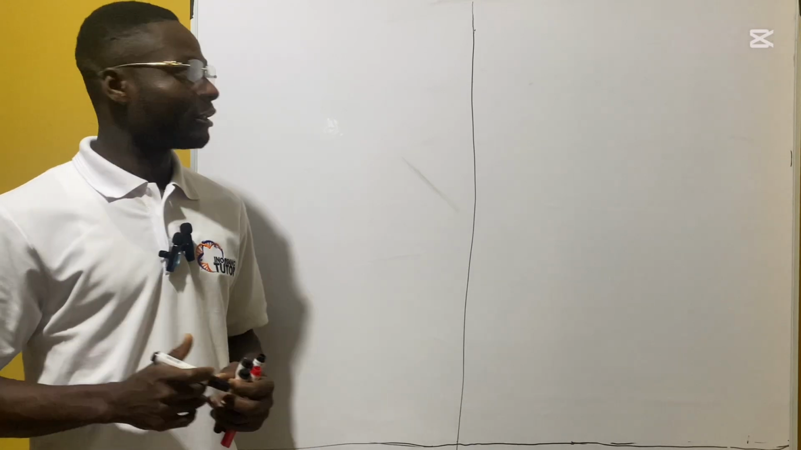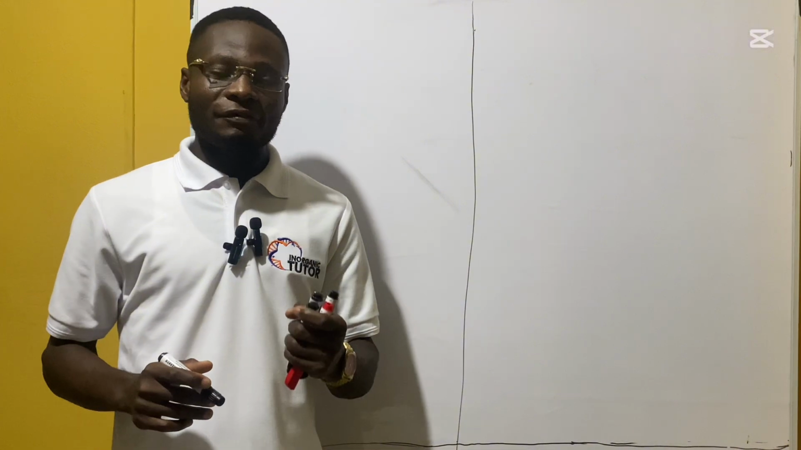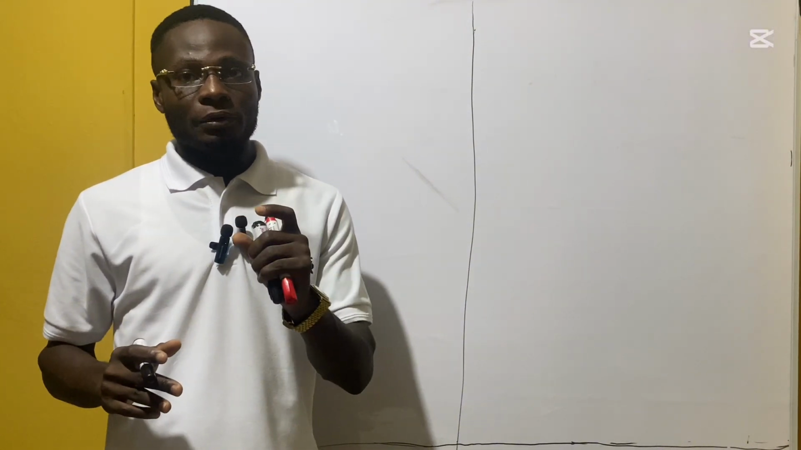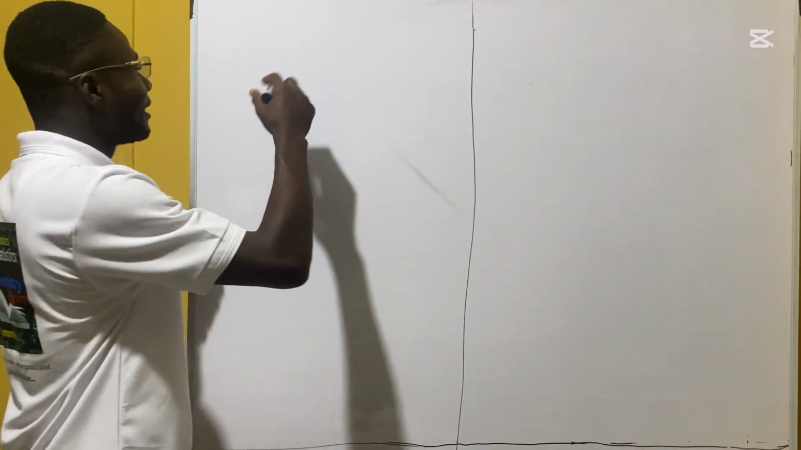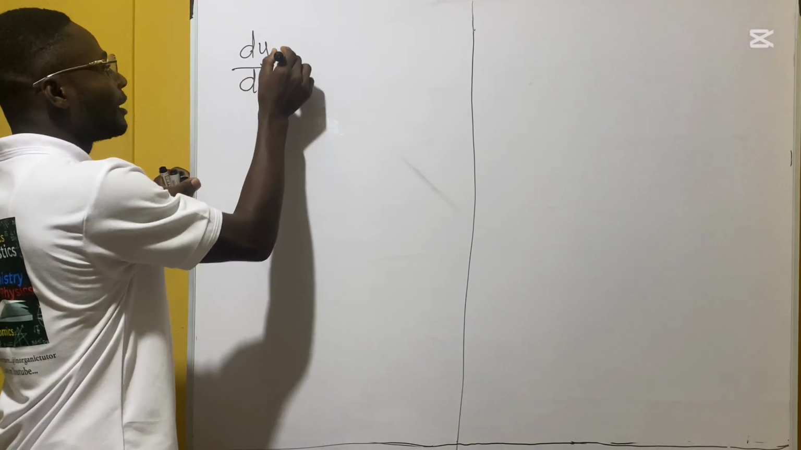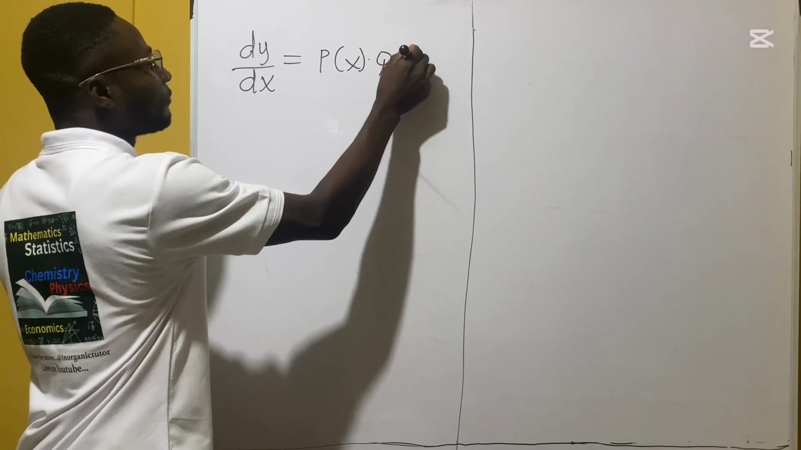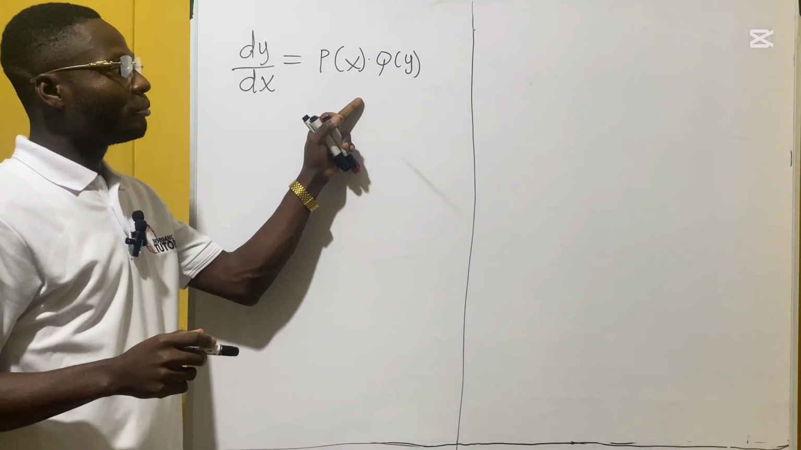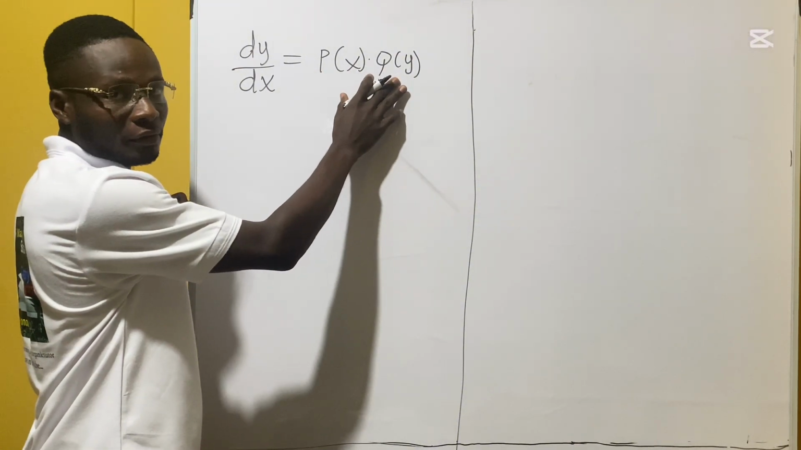The separable method has its standard form. Before you can separate a variable, it has to be in the standard form, and the standard form is given by dy/dx equals p of x times q of y. What do we mean by separation? You see, you have p of x and you have q of y.